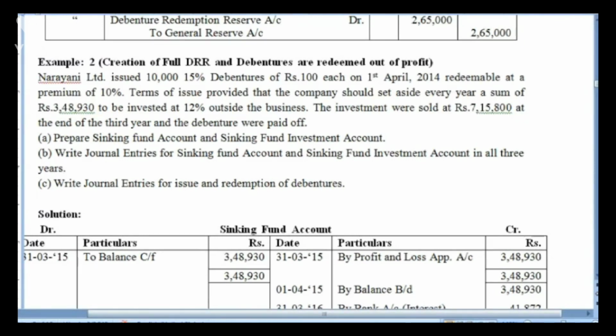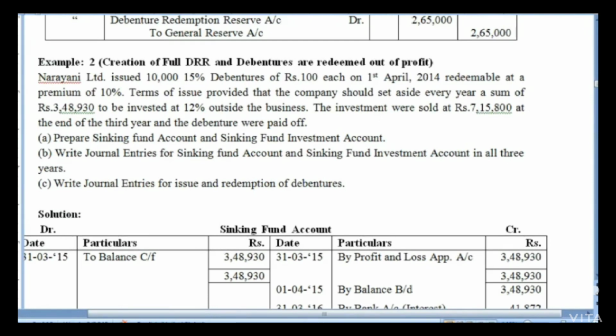Prepare sinking fund account. Here sinking fund is another name of DRR, Debenture Redemption Reserve, or Debenture Redemption Fund, and sinking fund investment account, right? That means Debenture Redemption Fund investment account. Write journal entries for sinking fund account and sinking fund investment account in all 3 years, and write journal entries for issue and redemption of debentures.